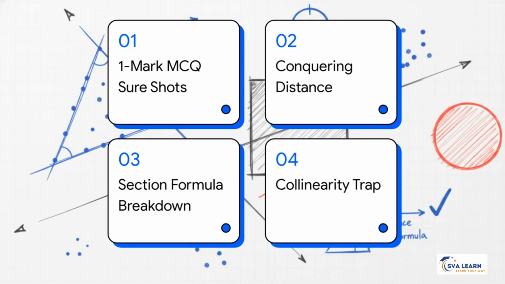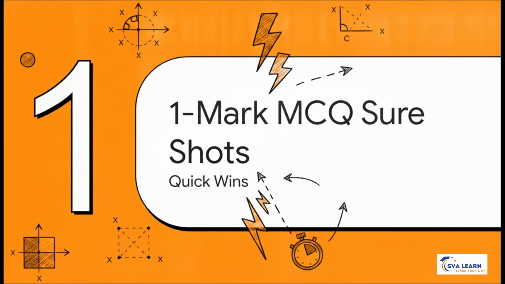All right, here's our game plan for today. First up, we'll secure those 1-mark MCQ sure shots. Second, we'll conquer the distance formula applications. Third, we'll break down the heavy-hitting section formula. And finally, we'll expose the notorious collinearity trap. Let's jump right into part 1, our 1-mark MCQ sure shots.